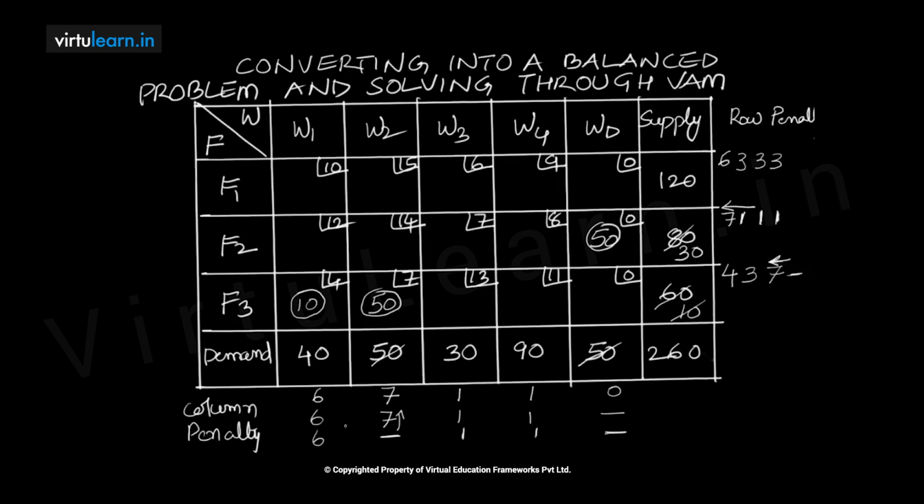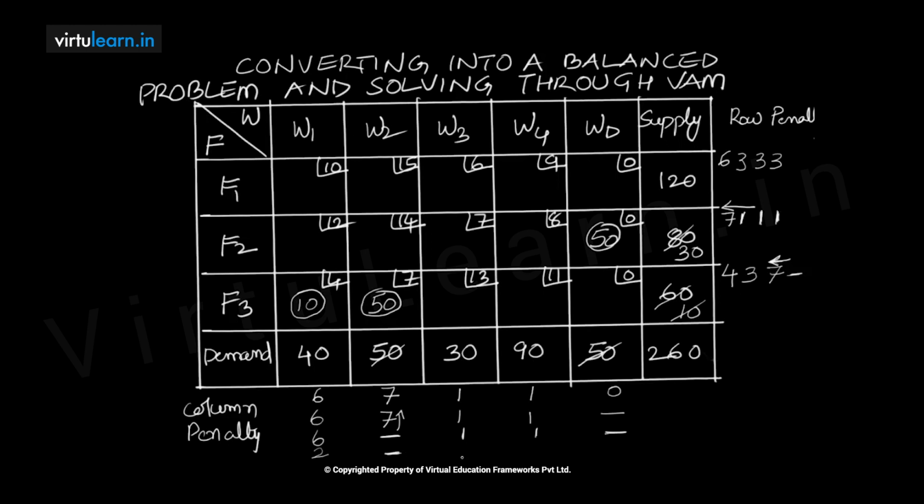Here again we'll see this. Only these two, F1, F2 are there, so we are not going to consider F3. So the column penalty here is 2. Here it is not there, already it is over.